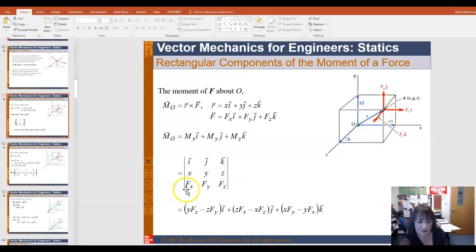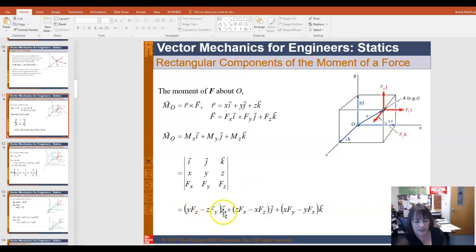Okay, so these are the 3 components, I, J, and K of F. So the first row is I, J, K, the unit vectors. The second row is X, Y, Z. That means the X distance along R, the moment arm as R is called, from O to R, and the same in the Y and the Z direction, and then the components of force. Then this just shows you what that breaks down to.